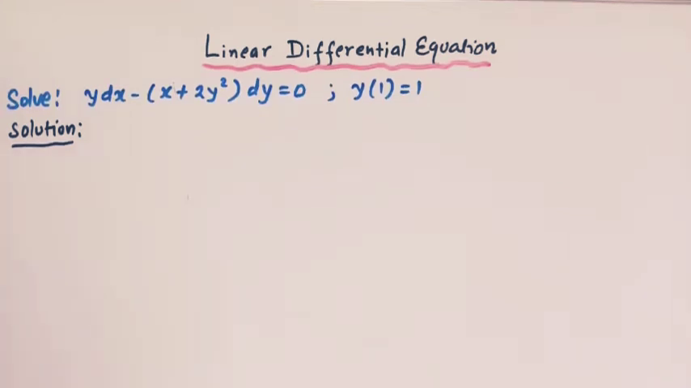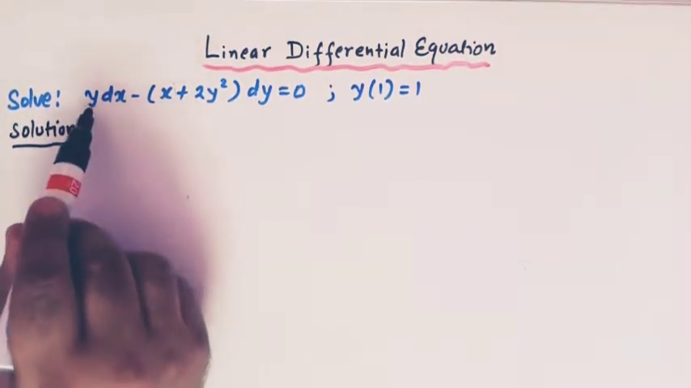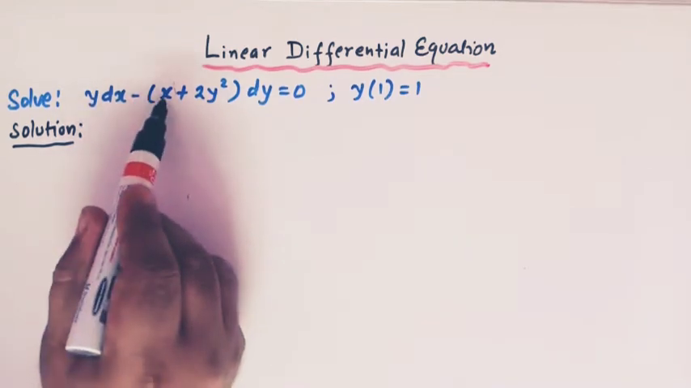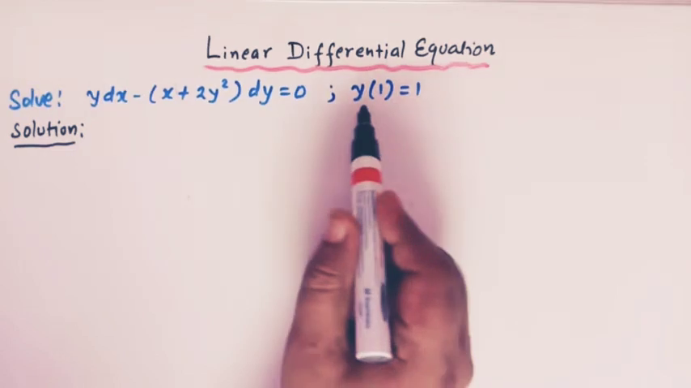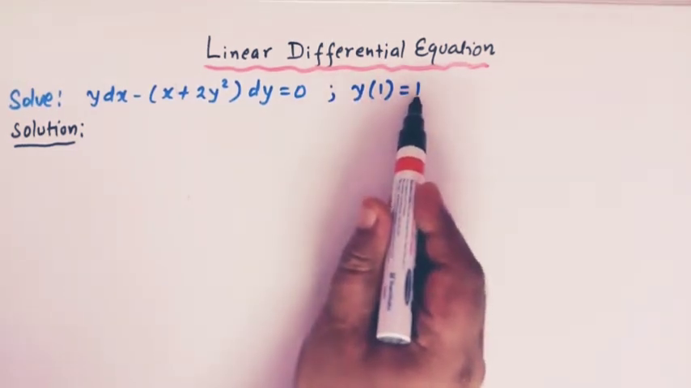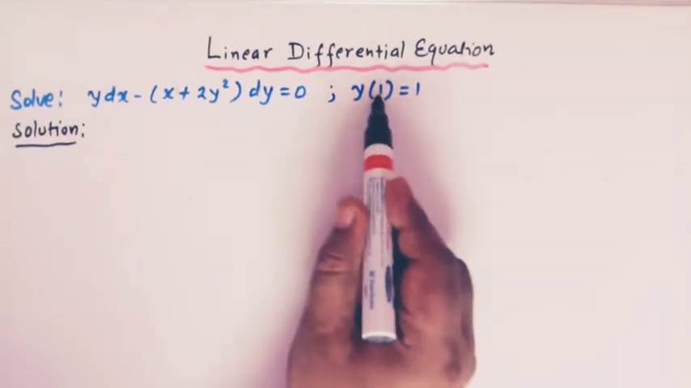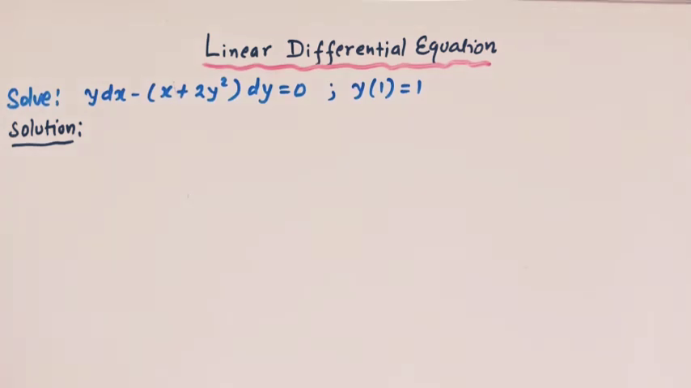Hello viewers, in today's class we are going to solve one important problem related to linear differential equations. We have to solve this differential equation: y dx minus (x plus 2y²) dy equal to 0, and the initial condition is given as y(1) = 1. So when x is equal to 1, y is equal to 1. Let us solve this differential equation.